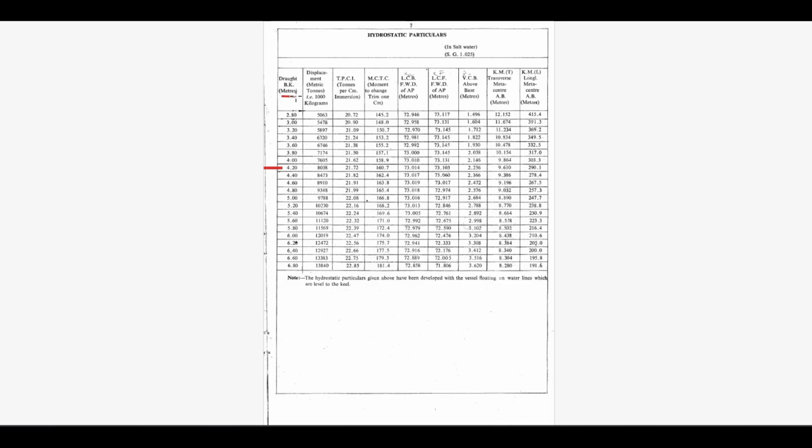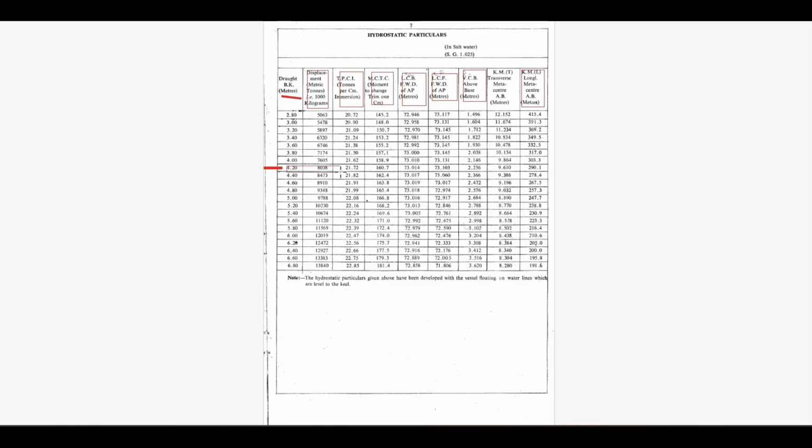So this is the column for draft. After that they have given displacement, then TPC, MCTC, LCB, which is measured from the aft perpendicular, then LCF, that is longitudinal center of flotation. This is for center of buoyancy, LCB. Then this is vertical center of buoyancy, and this is transverse metacenter, and at the end they have given longitudinal metacenter. So we have to find all for 4.20 meter of draft.